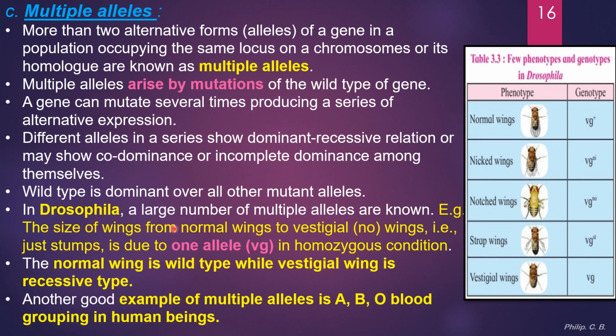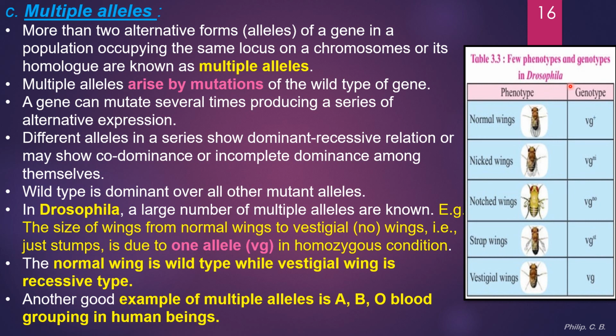So in Drosophila, a large number of multiple alleles are known. Example, the size of the wings from normal wings to vestigial wings, that is no wings, just stumps, is due to one allele, that is vg, in homozygous condition. The normal wing is wild type while the vestigial wing is recessive type. Another good example of multiple alleles is the ABO blood grouping in humans, where A, B, O or AB group is found. So here is table 3.3, a few phenotypes and genotypes in Drosophila.